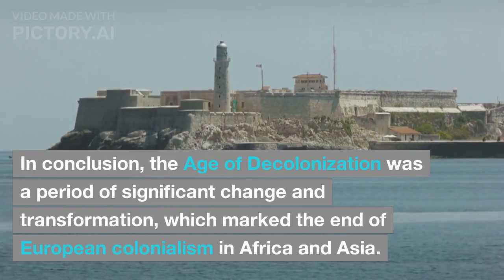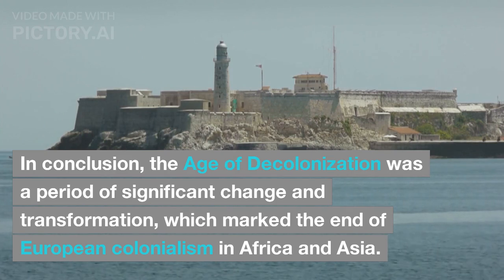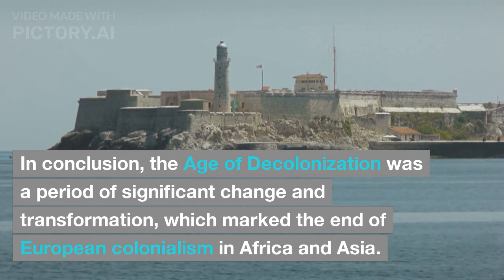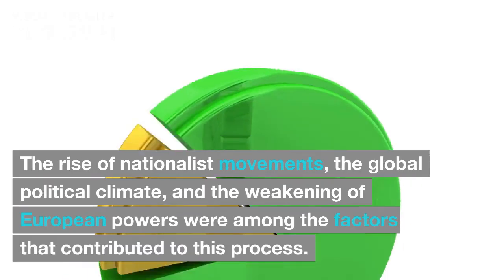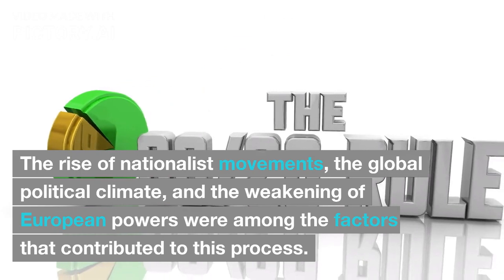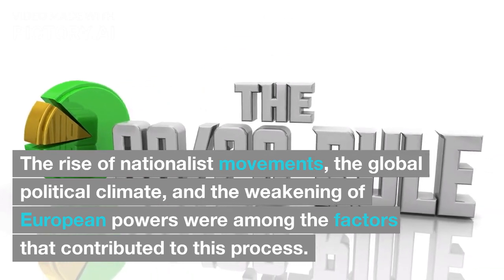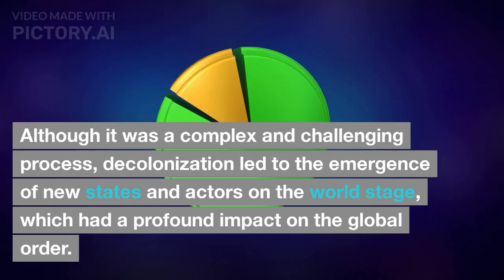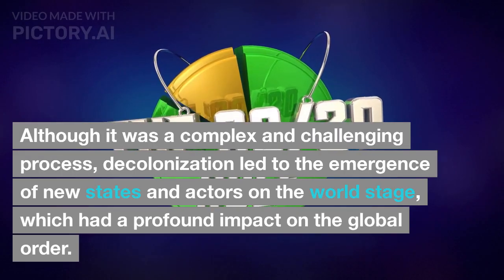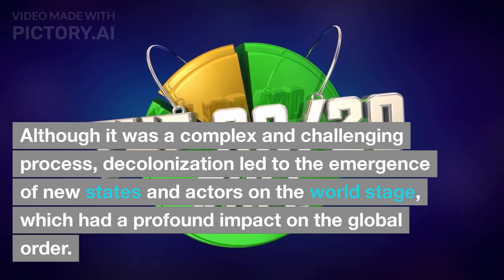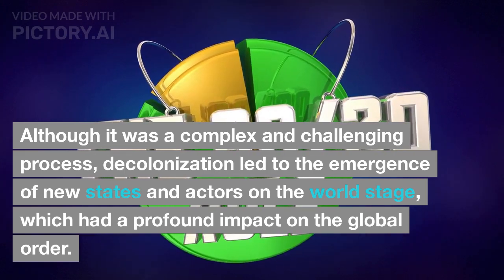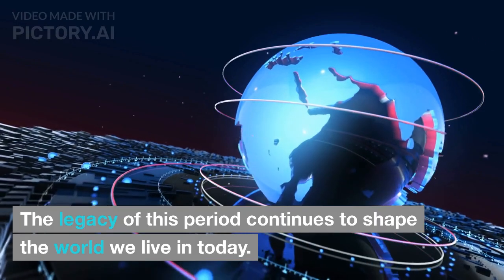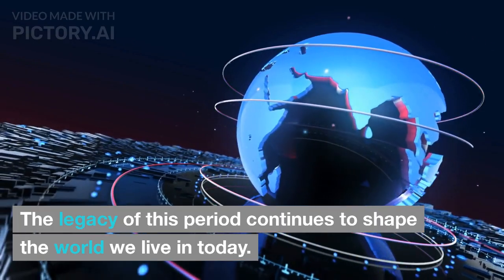In conclusion, the Age of Decolonization was a period of significant change and transformation, which marked the end of European colonialism in Africa and Asia. The rise of nationalist movements, the global political climate, and the weakening of European powers were among the factors that contributed to this process. Although it was a complex and challenging process, decolonization led to the emergence of new states and actors on the world stage, which had a profound impact on the global order. The legacy of this period continues to shape the world we live in today.